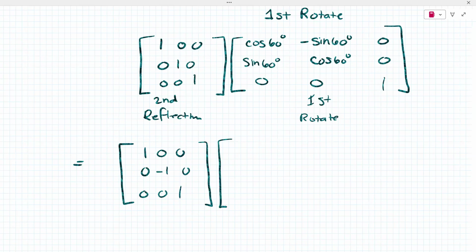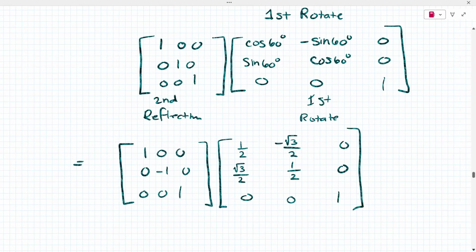And then we should figure this out before we multiply these two matrices. So cosine of 60 degrees is positive 1/2. Negative sine of 60 degrees is negative radical 3 over 2. This is 0. And then sine of 60 degrees is radical 3 over 2. Cosine of 60 degrees is 1/2. 0. And then this is 0, 0, 1.